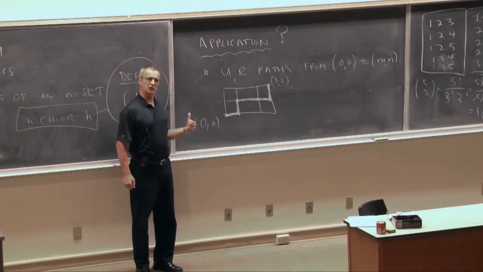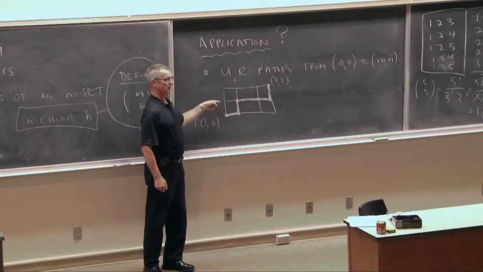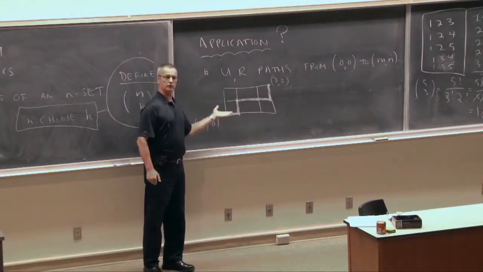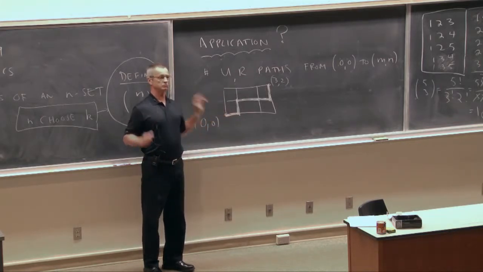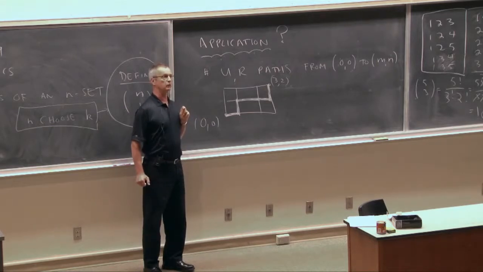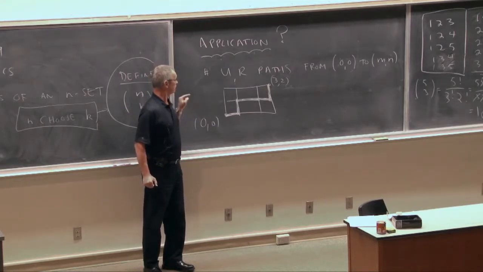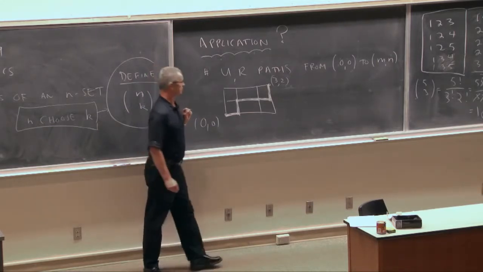Every time I choose a u, I increase the y coordinate by 1. I never go back. Every time I choose an r, I increase the x coordinate by 1. I'm going to have 3 plus 2, or 5, increases to get from beginning to end. And then I'm going to have to stop there. 3 of them will be right, and 2 will be up.